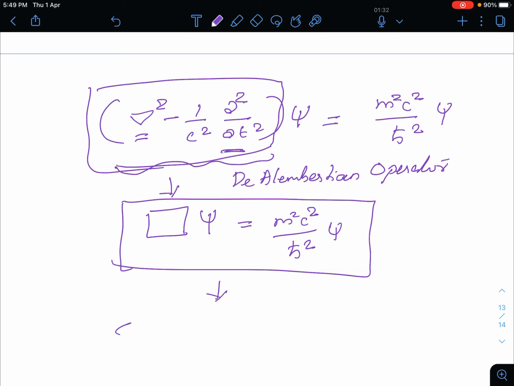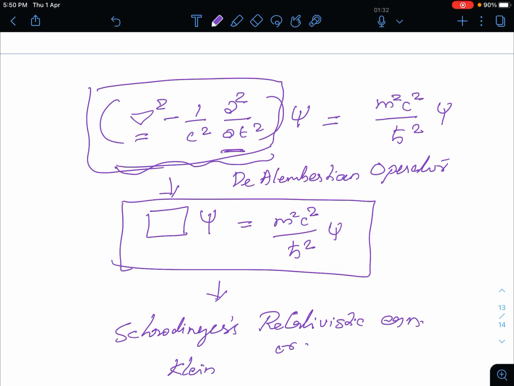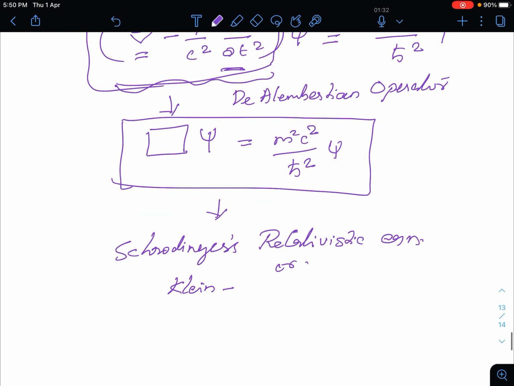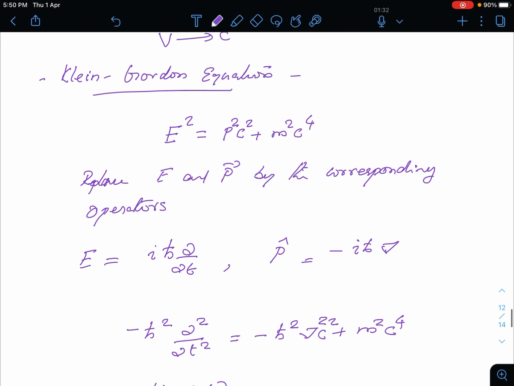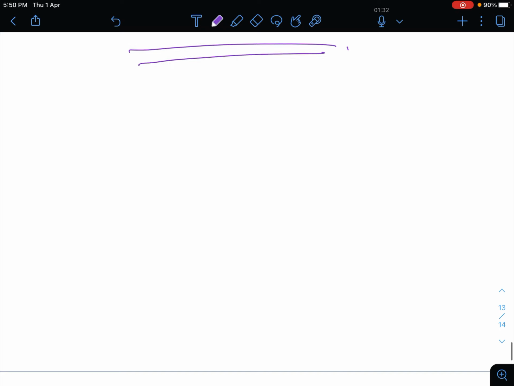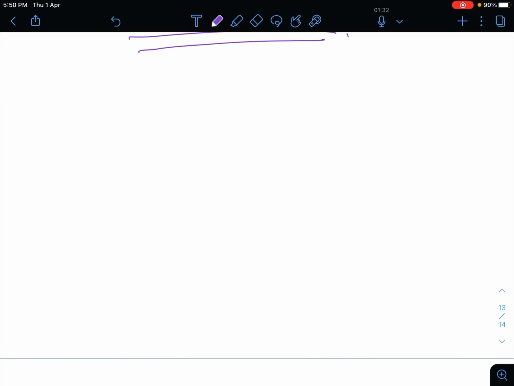This is called the Schrodinger's relativistic equation, or it's again called Klein. Actually, Fock also discovered and introduced this equation, but it's usually called the Klein-Gordon equation. So that's the first part of our lecture. I think things are very simple and clear, so let's move on.